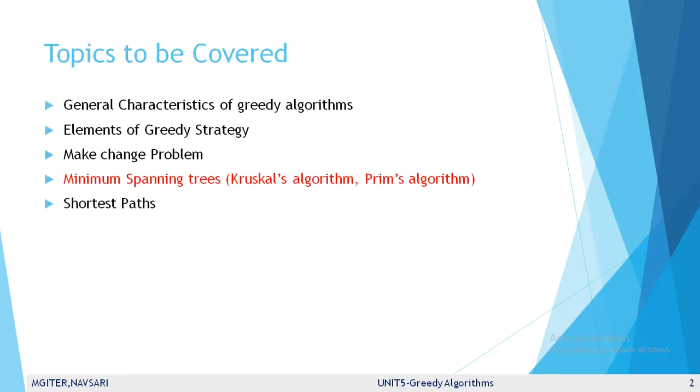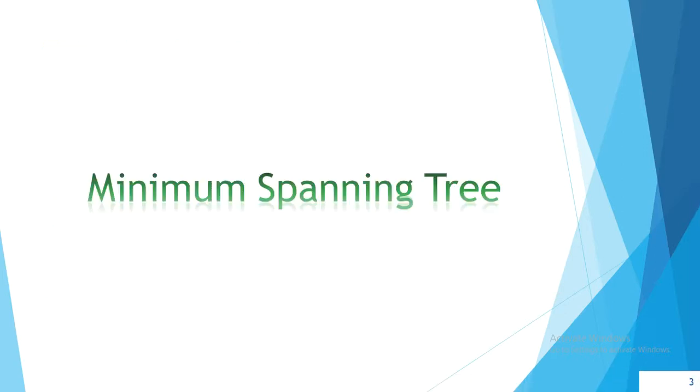Today we discuss a problem, that is the minimum spanning tree. We solve the minimum spanning tree using a greedy approach. There are two algorithms, Kruskal's algorithm and Prim's algorithm, that we use to solve the minimum spanning tree. Before that, we understand what the minimum spanning tree is.